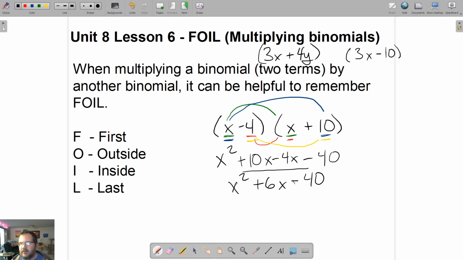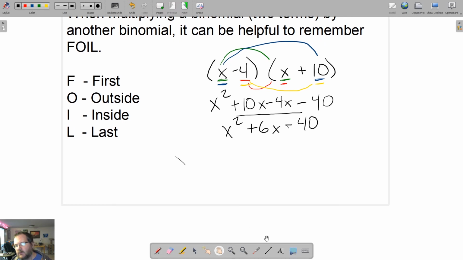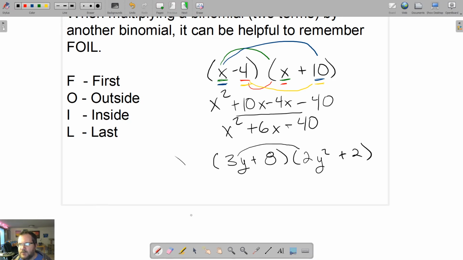That's the main idea behind this. Let's look at an example that is just a tiny bit more complex. So let's say for our two binomials here, let's say one of them is 3y plus 8. And let's say the other one is 2y squared plus 2. Now the same process applies. We're going to do first times first. So 3y times 2y squared.